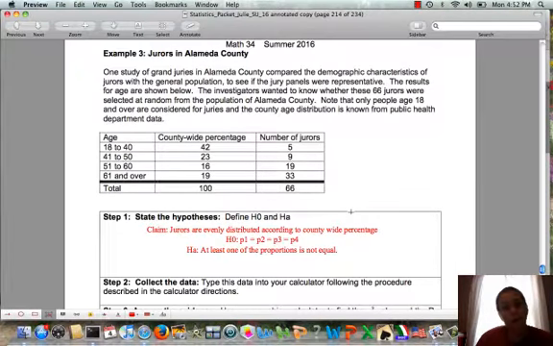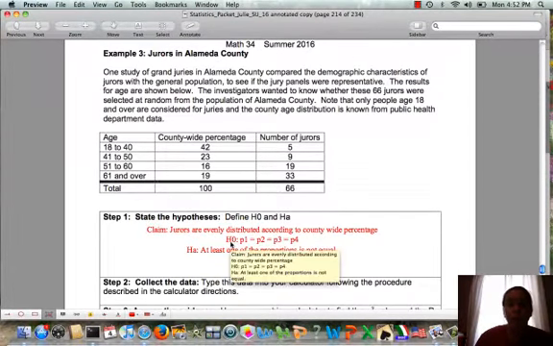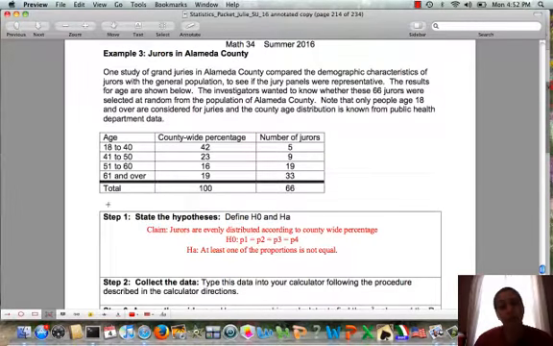Our claim is that jurors are evenly distributed according to the countywide percentages. That's the null claim. And so our null hypothesis would be that proportion 1 equals proportion 2 equals proportion 3 equals proportion 4, where the proportions correspond with the different age groups. And the alternative hypothesis is saying at least one of the proportions is not equal.